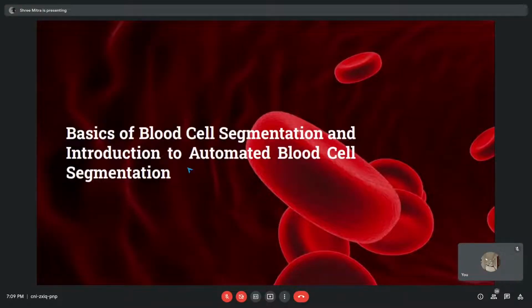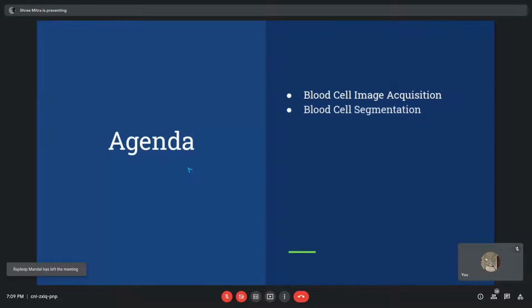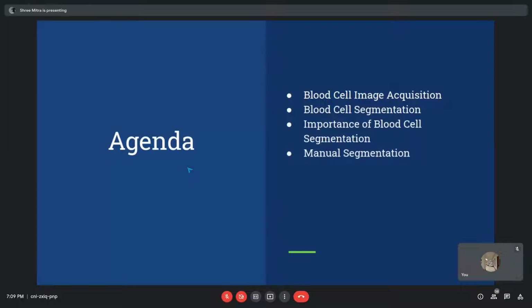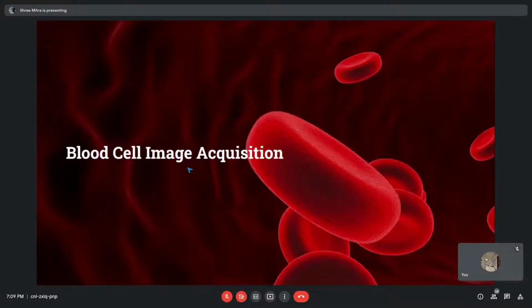Today's topic is basics of blood cell segmentation and introduction to automated blood cell segmentation. So today's agenda is, at first, I am going to cover blood cell image acquisition, then blood cell segmentation, then importance of blood cell segmentation. After that, manual segmentation. After that, automation in blood cell segmentation, and after that, different approaches for automation for blood cell segmentation. So at first, we are now going to talk about the blood cell image acquisition.